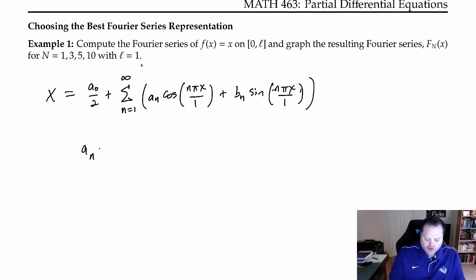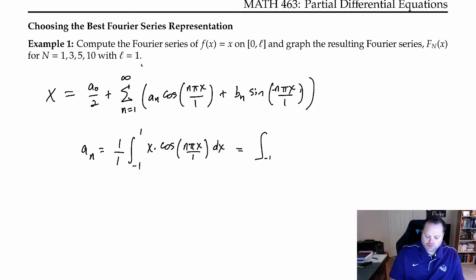So the coefficient for an is 1 over L, which is 1, times the integral from minus 1 to 1 of the function x times cosine n pi x over 1 dx, or just this. And then the coefficients for the bn's are the integral from minus 1 to 1, so 1 over 1, x times, this will be sine.